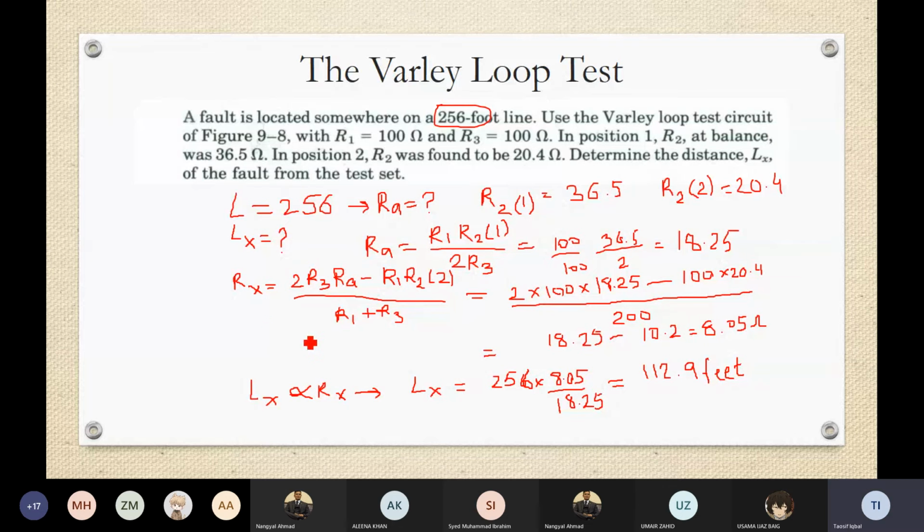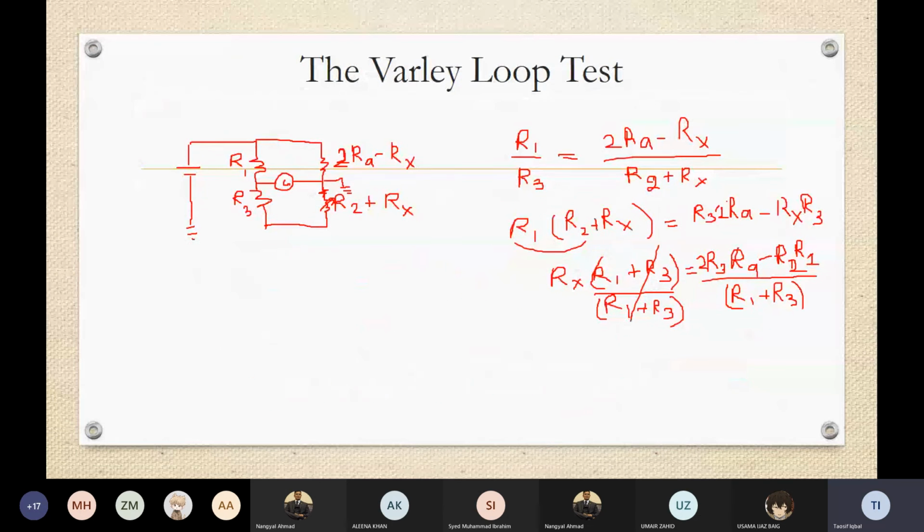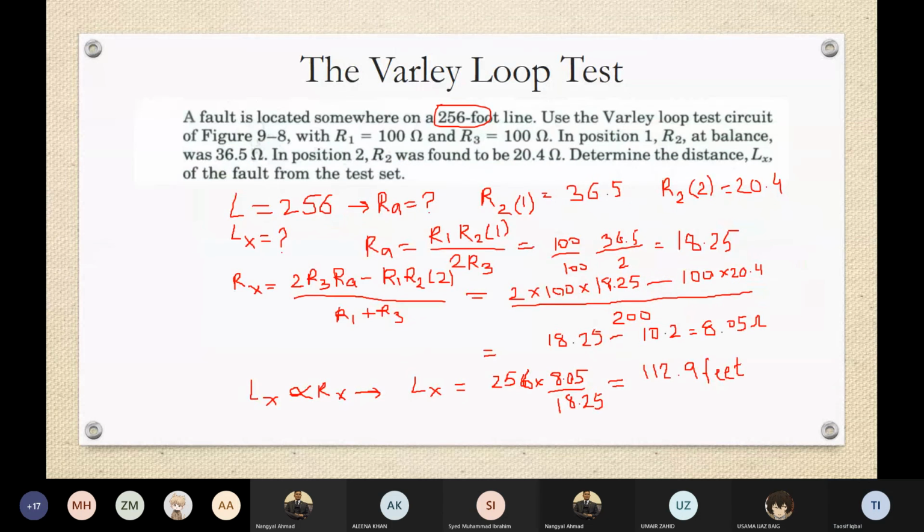Okay. So any question as far as Varley loop test is concerned? Sir, once more, please tell why we did R2 plus Rx. R1 minus Rx, sir, I understood.